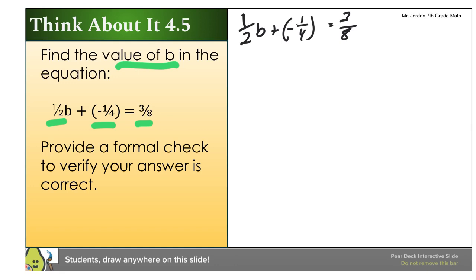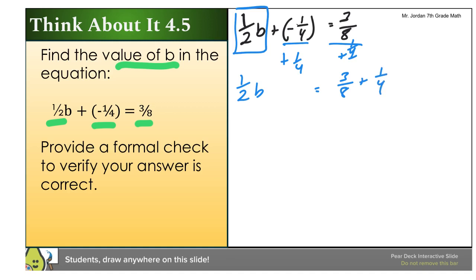So I write the equation. The first thing I'm going to do is notice my variables versus my constants. I want the constants all on one side, so I use inverse operations to add 1/4. So I'm going to add 1/4 on this side, 1/4 on this side. I can't just solve it like this since the denominators are different. I'm going to rewrite this. So 1/2 b equals 3/8 plus 1/4.